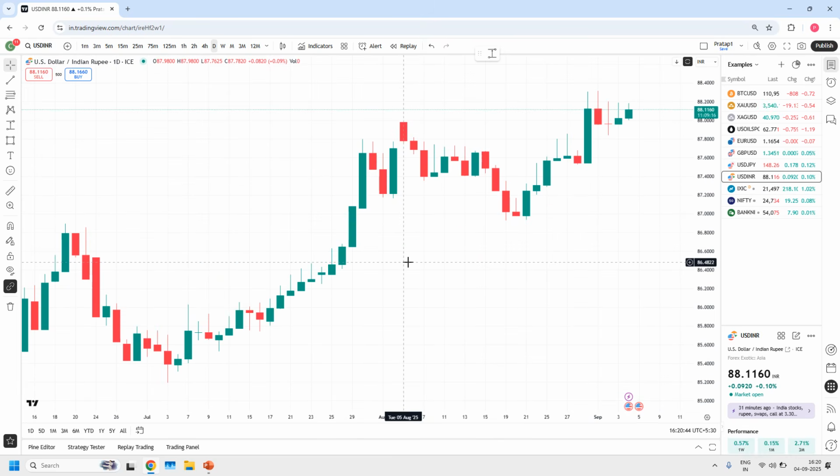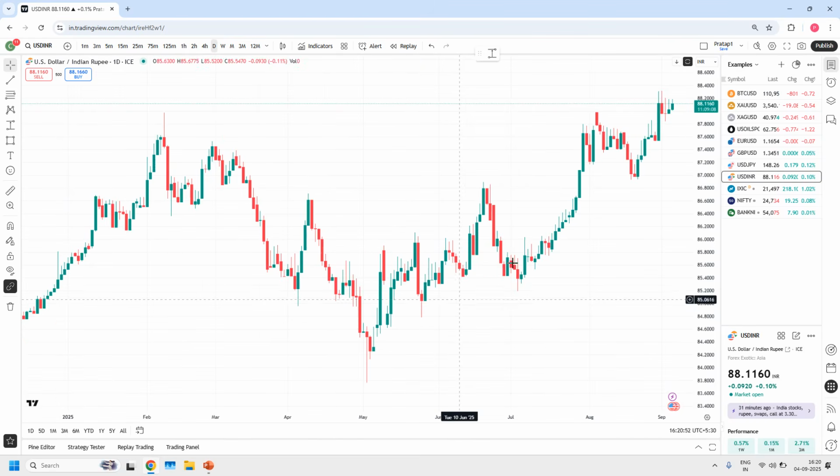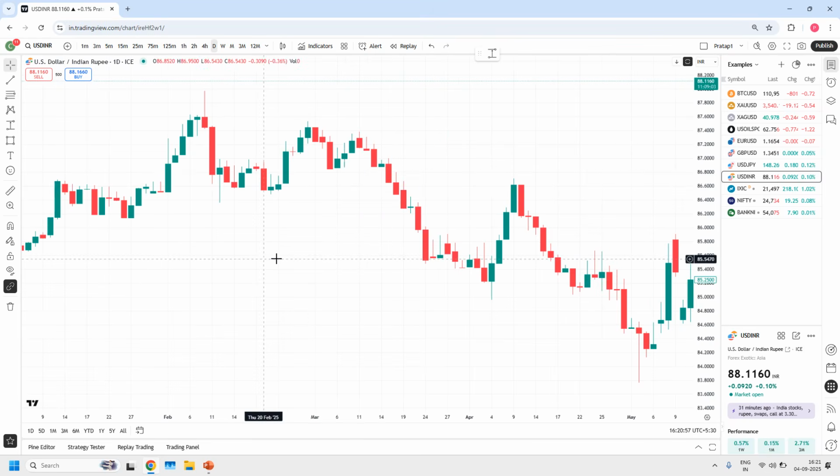And USD, Indian rupees. See here earlier, price moved in an imbalanced way here within this area.